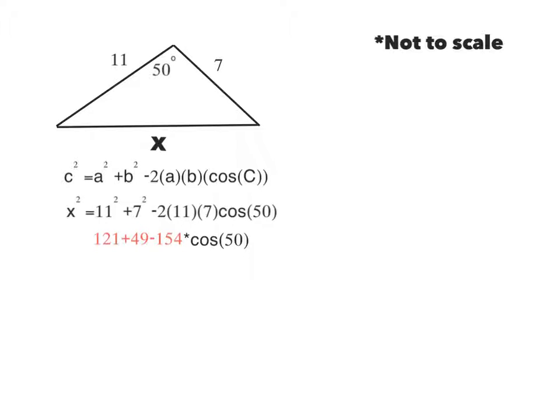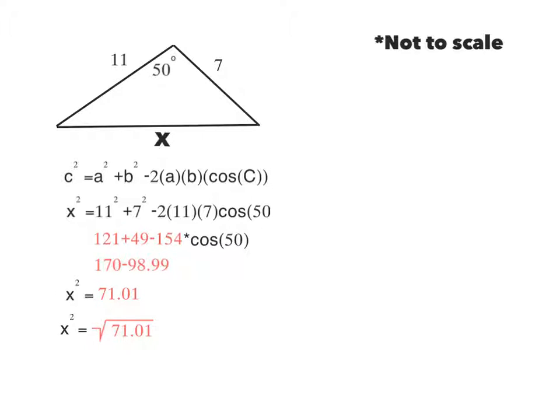After simplifying the squares and multiplying all known values out, we are left with 121 plus 49 minus 154 times the cosine of 50. After further simplifying, we are left with 170 minus 98.99. 170 minus 98.99 is equal to 71.01, which is equal to x squared.